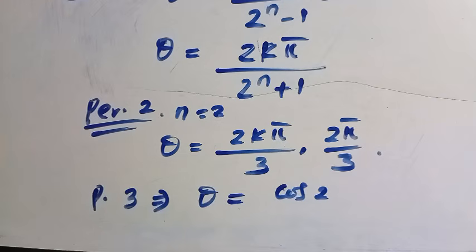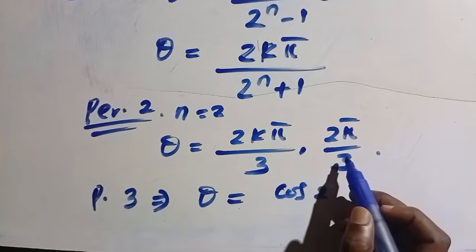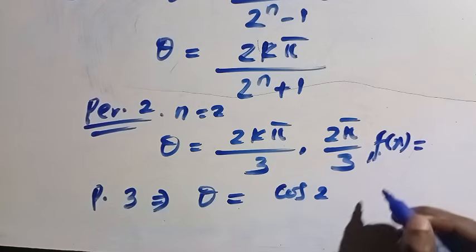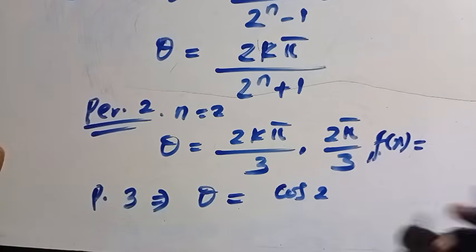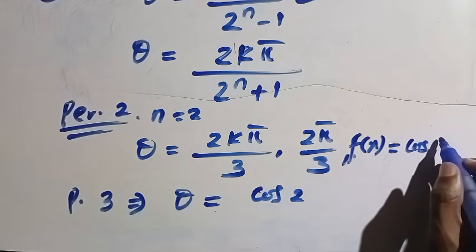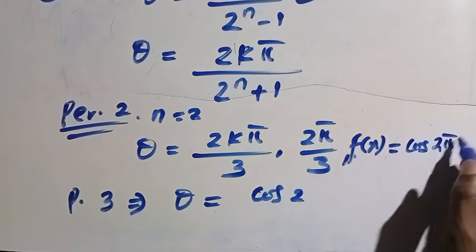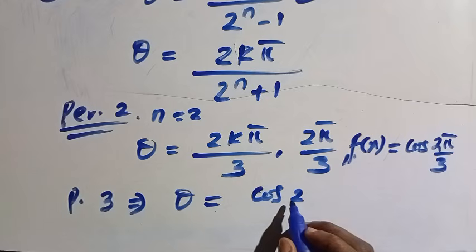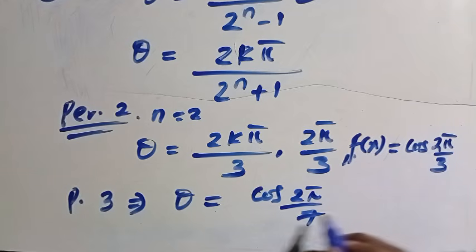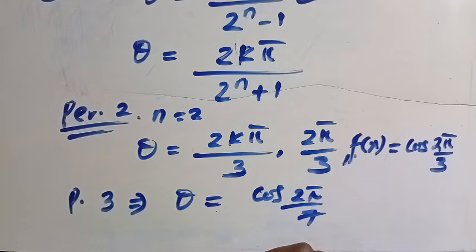So that is for f of x. Since we have f of x equals cos theta, the final result for the period 2 case is cos of 2 pi divided by 3. And for this one, we have cos of 2 pi divided by 7. And that's how it continues.